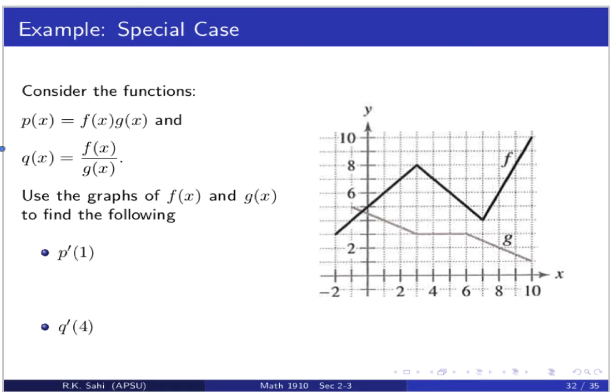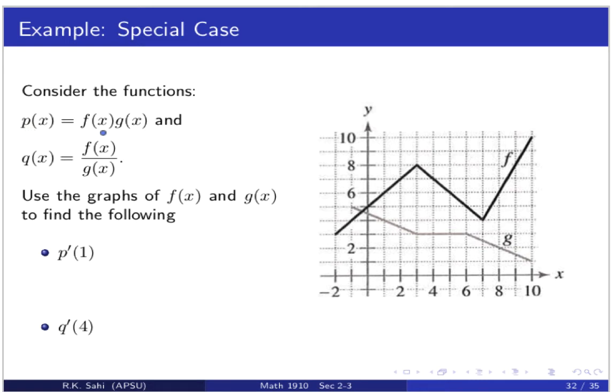Now we are given a graph of two functions, f and g, and we are considering two new graphs. A function which is the product of f and g we call p of x, and q of x is the quotient of the two functions. We would like to use these graphs to find the value of p prime of 1 and q prime of 4. Before we do that, let's go to the original.